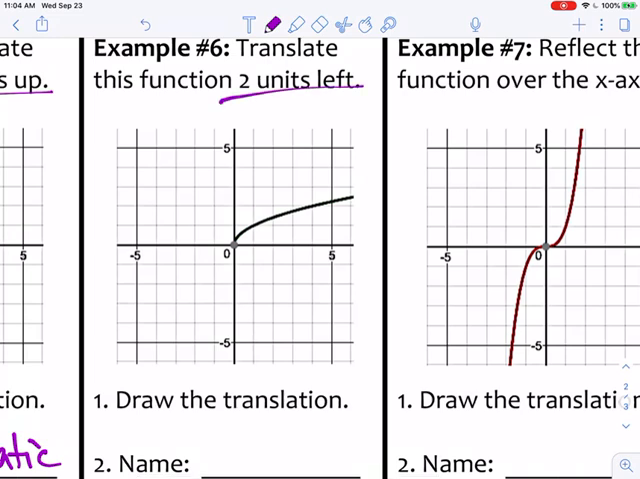All right, I want to translate this function 2 units left. So again, I'm going to do the same thing. I'm going to take that vertex and go 1, 2 to the left, replace my vertex, and I see my very first slope point just to give me a head start. And I can draw that radical.